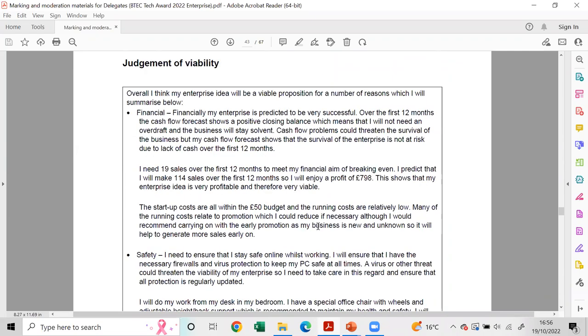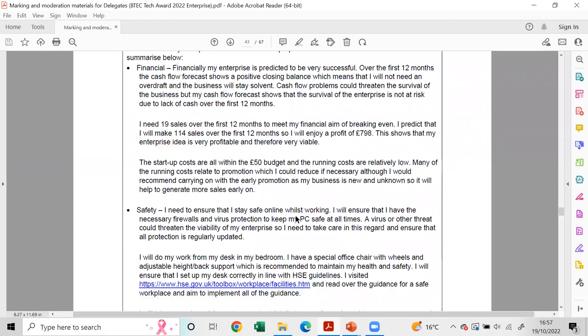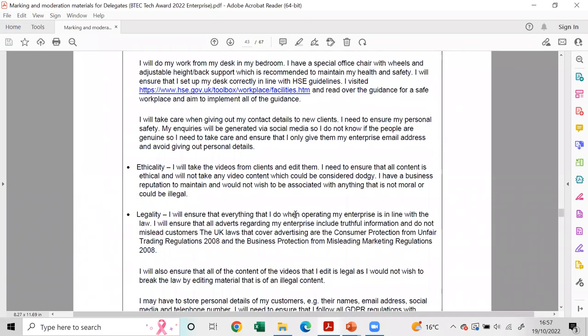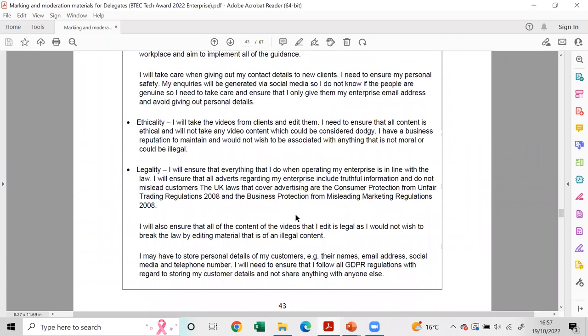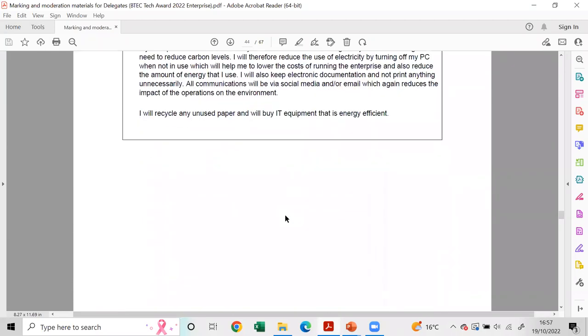Viability. Remember, that's that third trait for this. They thought about financial viability, and they've backed that up using their break-even calculations, their costs, and their cash flow. They've then thought about safety, why it's important, and what they are going to do to mitigate that. Ethical is a bit briefer, but they have included it. Legalities, what laws they need to be aware of and how they will do this. Their environmental impact finishes their business plan.